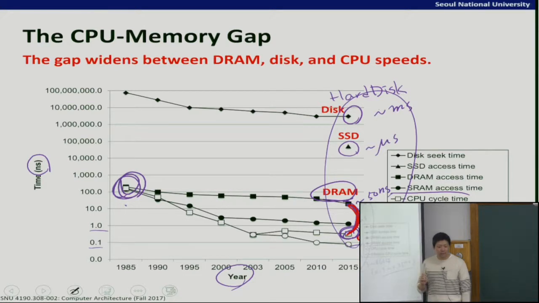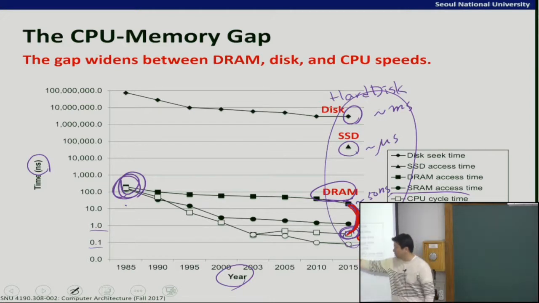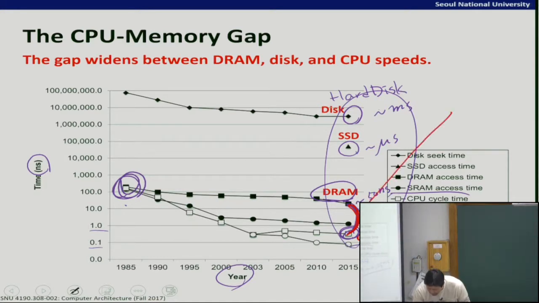Okay? The reason was the CPU cycle time was continuously scaled down. So now we have sub-nanosecond cycle times. But the DRAM access time scales much more slowly. It's almost much flatter, right? So now we have a big and widening gap between DRAM main memory performance and CPU performance. This is called, by the way, the memory wall problem.